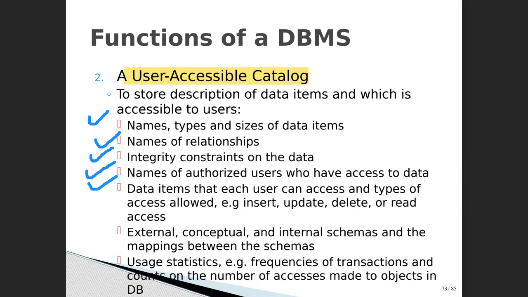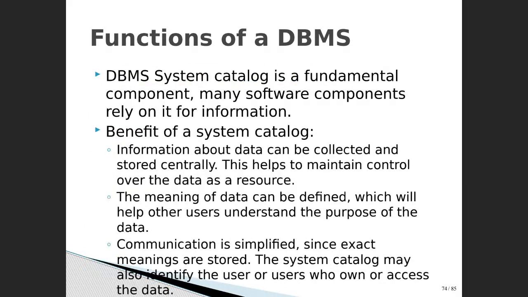All right. Also, in addition to that, there will be the schemas and mappings: the external, conceptual, and internal schemas and the mapping between them. All will be stored in the user-accessible catalog. Usage statistics, like the transactions and number of accesses, can also be stored in the catalog and will be accessible by users.